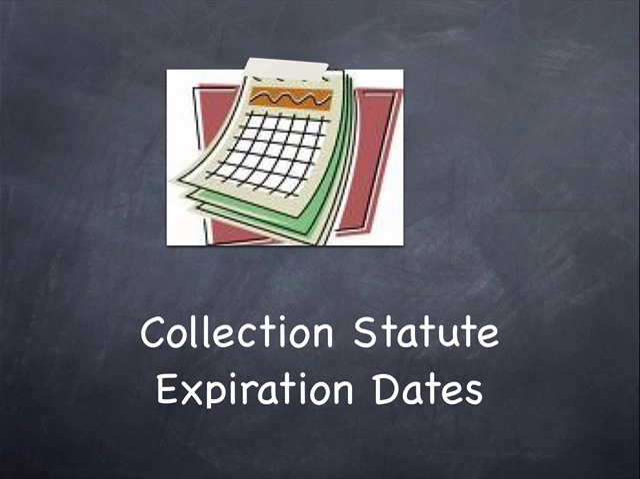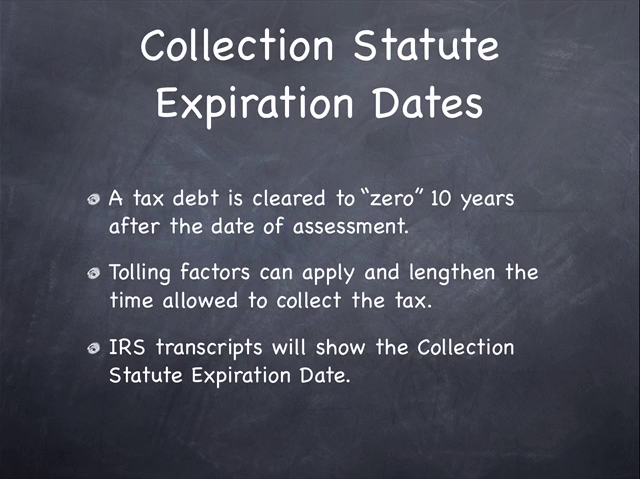What we're going to talk about today is something called the collection statute expiration date. That's a fancy word for statute of limitations. Now, what is a statute of limitations? Well, a statute of limitations in this instance means that the IRS has 10 years from the date of the assessment of the tax to go ahead and collect it.